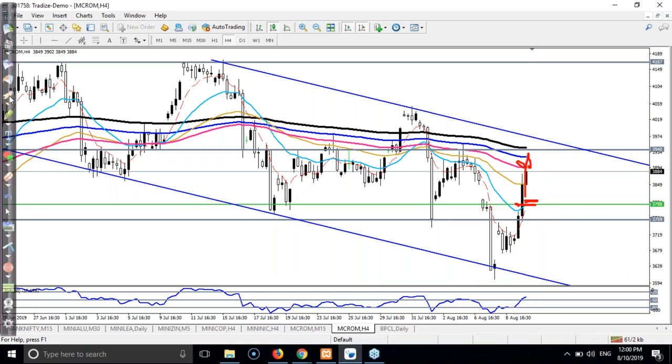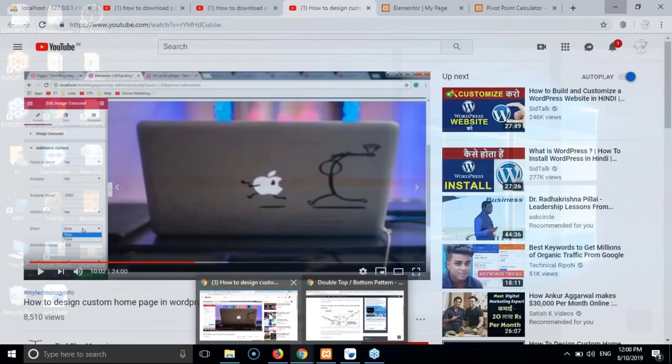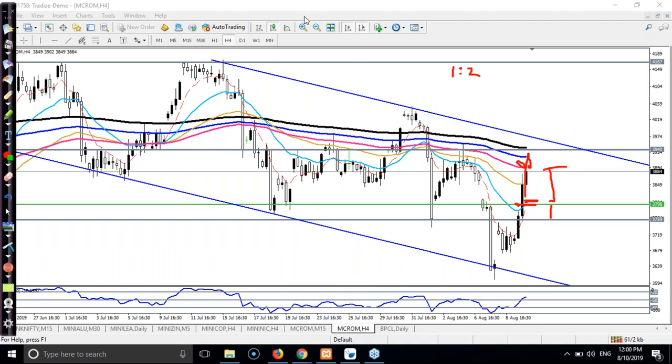That means our trading ratio was 1:2, right? Like here you can see this is 1 hour and this is 2 hours, right? So that was my yesterday analysis. So you can see here. Most of the people are following and earning a lot of money from there, right?